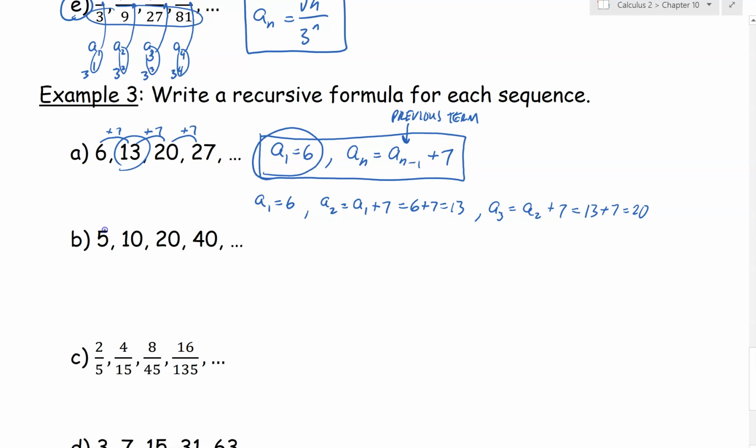We're multiplying by 2 each time. So multiply by 2, multiply by 2, multiply by 2. So we're just taking our previous term and multiplying it by 2 to get the new term. So our recursive formula is going to say we're going to start with a1 equals 5, and then to get any nth term, you just take the previous term and you multiply by 2. So it's going to be 2 times a sub n minus 1. So 2 times the previous term.